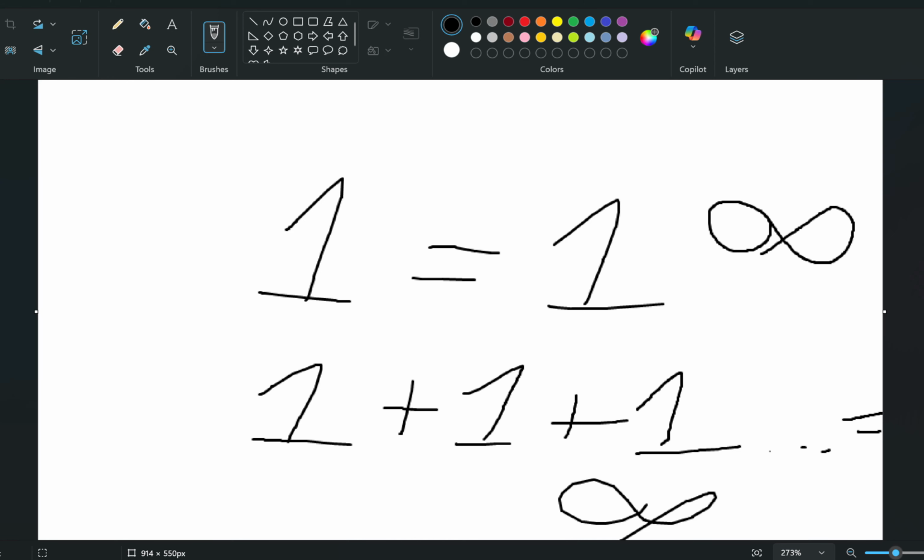Lopsided looking infinity. Really bad looking infinity. Slightly better looking infinity. There we go, kind of.